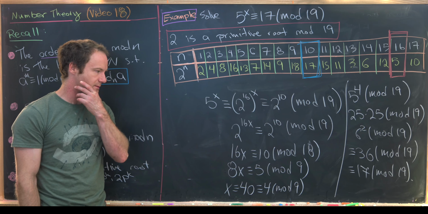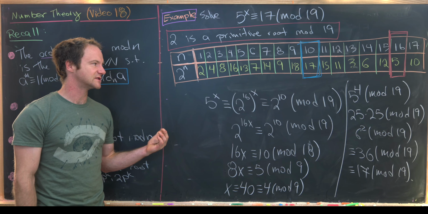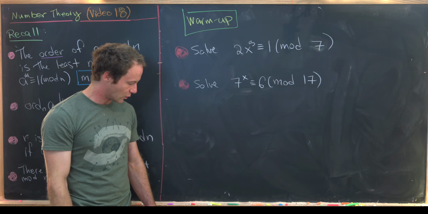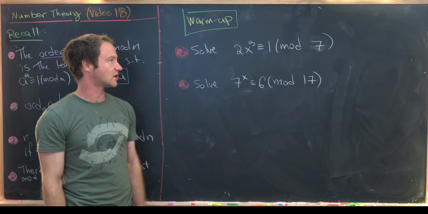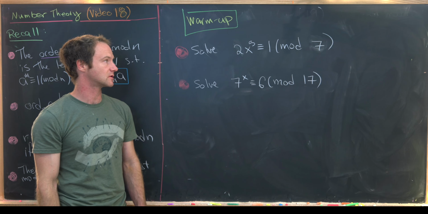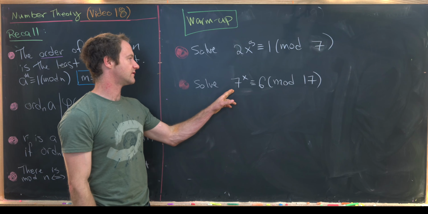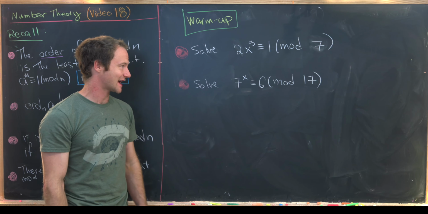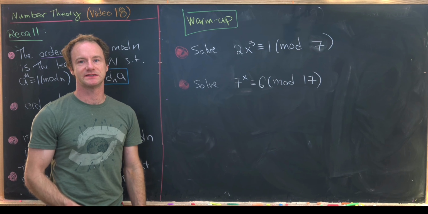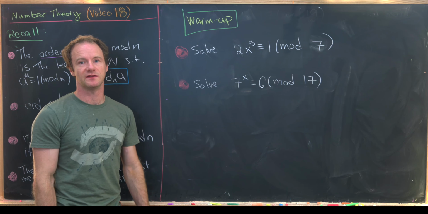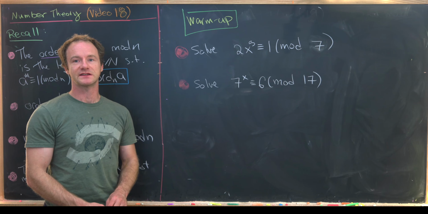Okay, so now that we've done a couple of examples, let's leave you guys with a couple of warm-up problems. So I'll leave you guys with 2 warm-up problems. The first is to solve 2x to the 5th is congruent to 1 mod 7. The second one is to solve 7 to the x is congruent to 6 mod 17 using the methods involving primitive roots like we did in the examples from this video. And that's a good place to stop.